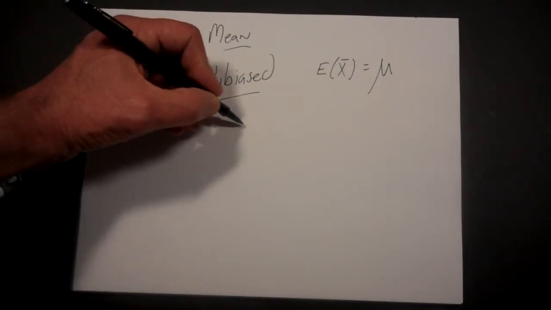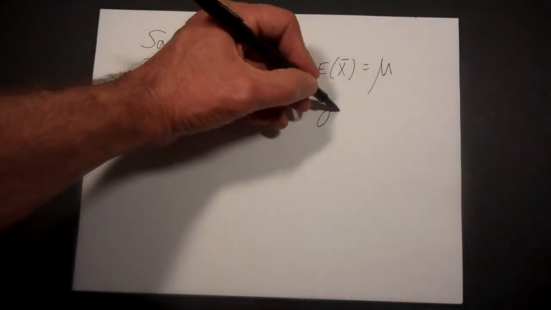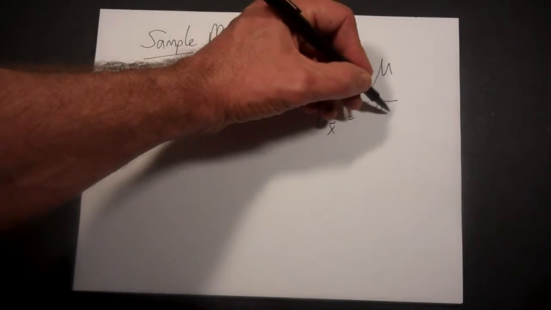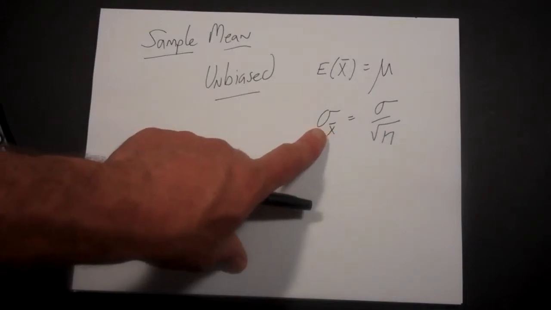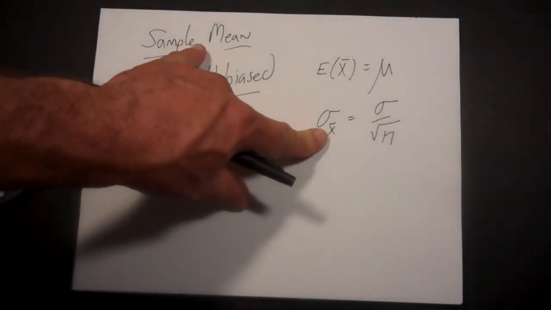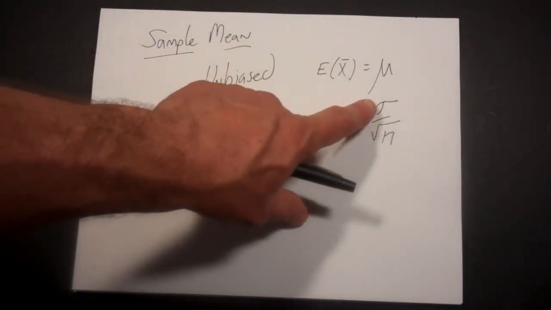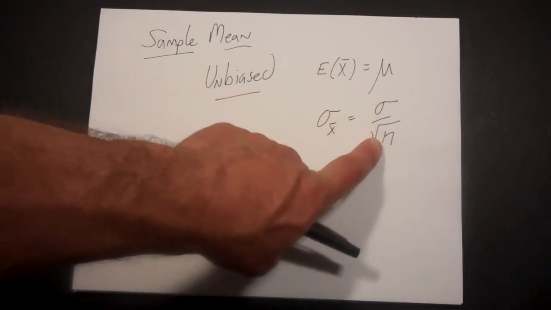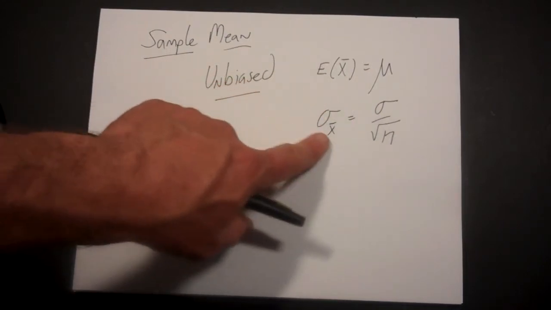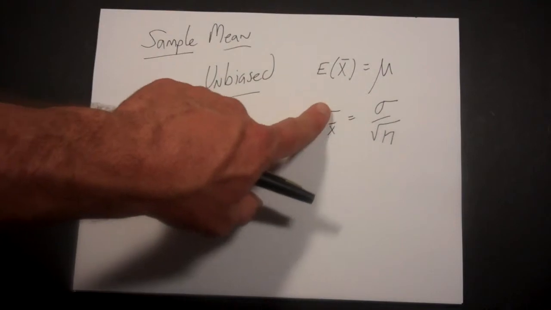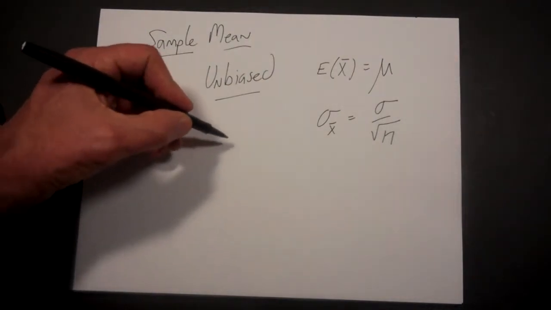The second thing we know is something about the spread of the estimator, the sample means, and that is sigma x bar will equal sigma over square root of n. So let's make sure we understand what these mean. Sigma x bar is the standard deviation of the estimator, the sample mean, and that's equal to the population standard deviation divided by the square root of the sample size. Another way to say that is the spread of an estimator, when it's the sample mean, depends on the true randomness in the sample and the sample size.